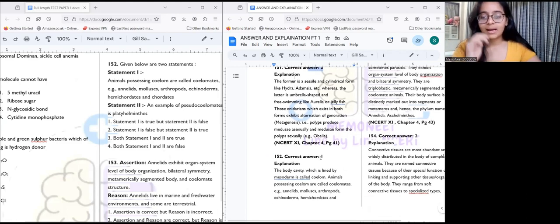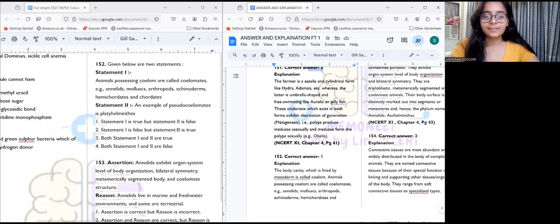Animals possessing coelom are known as coelomates. Okay. What are they? They are annelids, mollusca, arthropoda, echinodermata, hemichordata, and chordata. All of these options are correct. So statement 1 is correct.